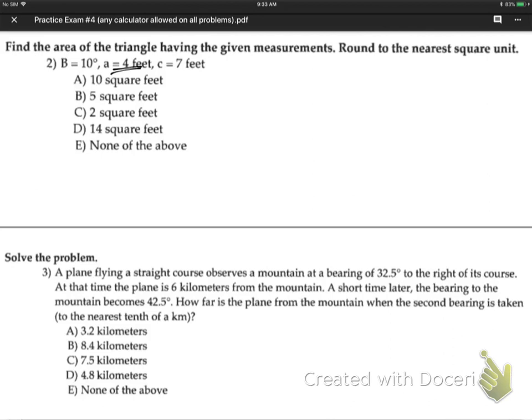Right, they're giving me A, C, and the other angle. So it's super convenient. If you have that formula written down, this will be a piece of cake. This one will be easy.